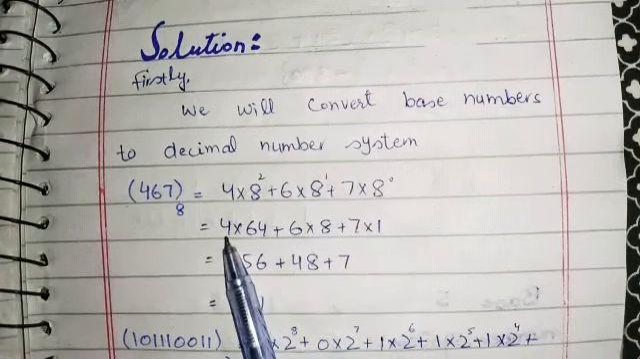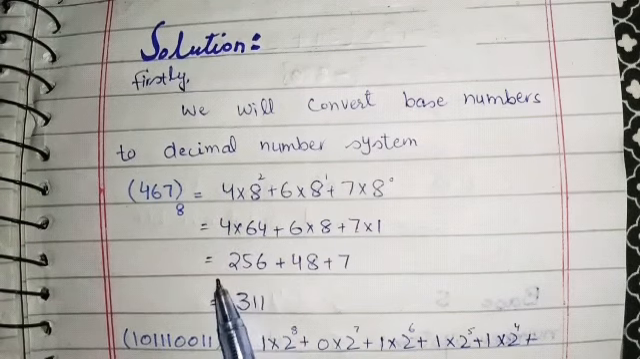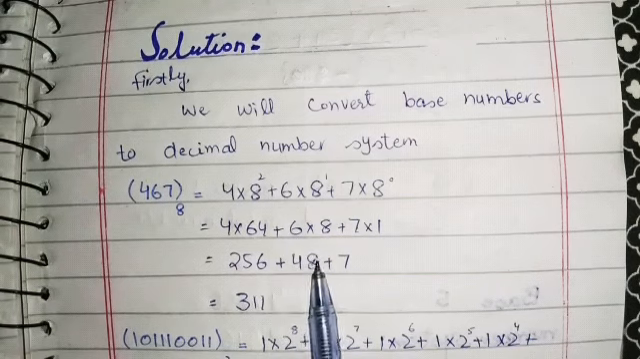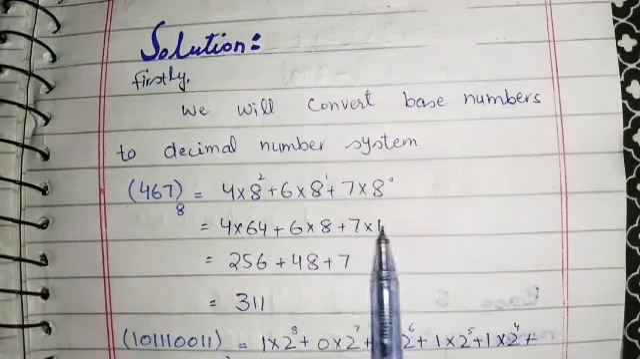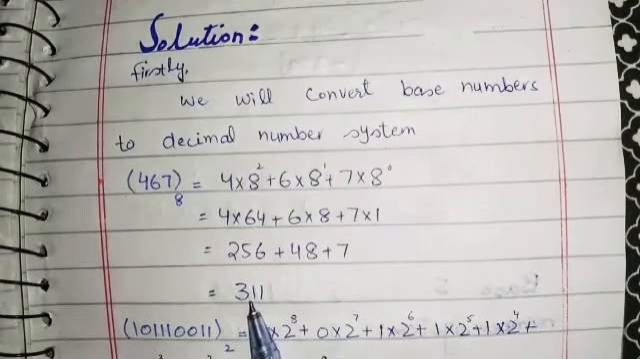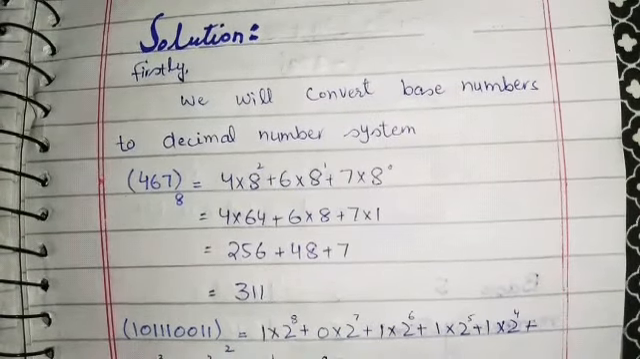Now we will multiply. When we multiply 4 into 64 we get 256, plus when we multiply 6 into 8 we get 48, plus when we multiply 7 into 1 we get 7. And when we add all the given numbers we get 311.